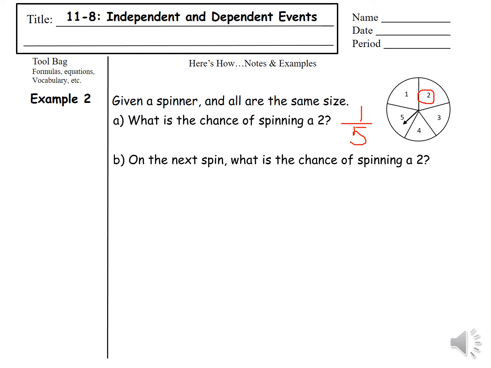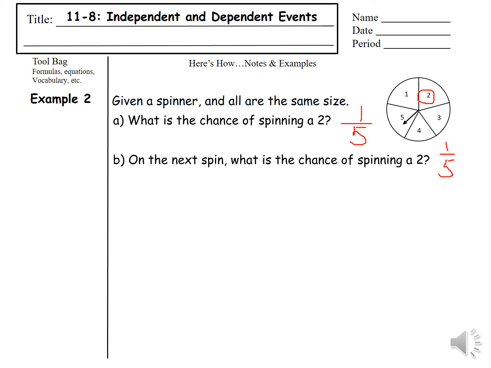But when you look at the spinner, if you spin a 2 the first time, will the 2 magically disappear? I guess not. The 2 is still here. No matter how many times you spin a 2, the 2 is still over there. So no matter how many times you spin, the probability of spinning a 2 is still the same. How many 2s are there the second time? Still 1. How many outcomes in total? Still 1, 2, 3, 4, 5. Still 5. So no matter how many times you spin, it's still 1 out of 5.